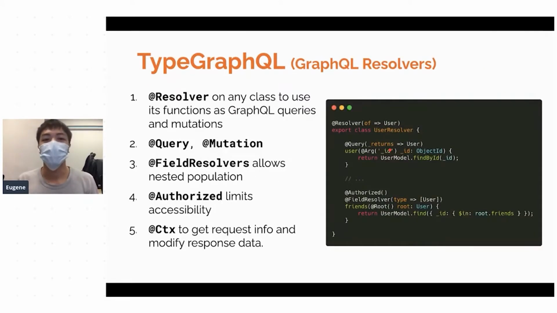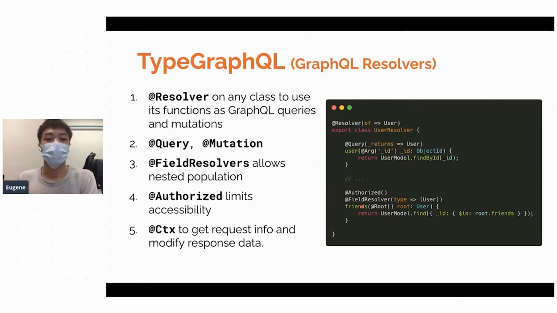So the second thing is that I want to talk about the resolver of GraphQL. As you remember, there's two parts of GraphQL. First one is the schema, second is the resolver. And for the resolver, each function inside that class will automatically become a GraphQL function. So if you tag it as a query, then it will become a query, and the mutation will become a mutation. And the field resolver in this case allows us to do the nested population like just now.